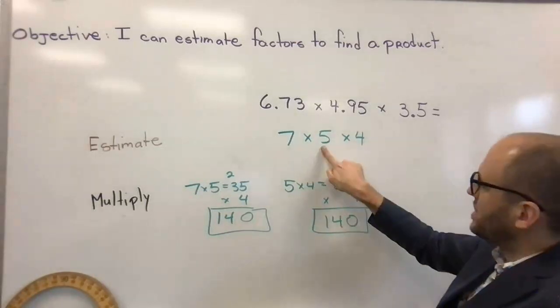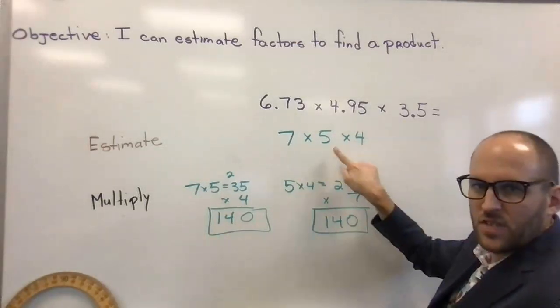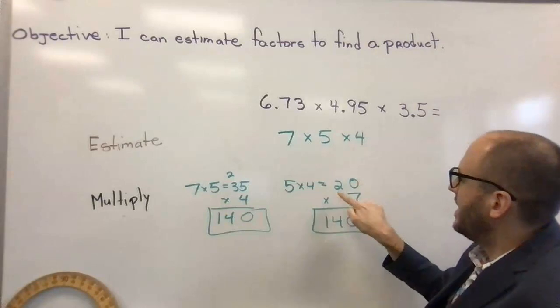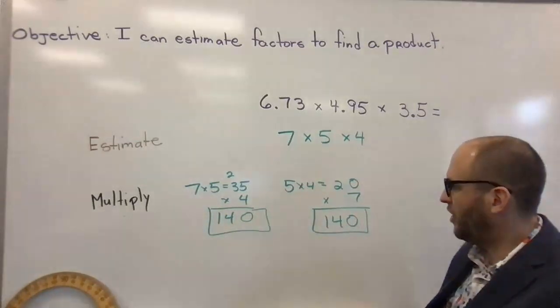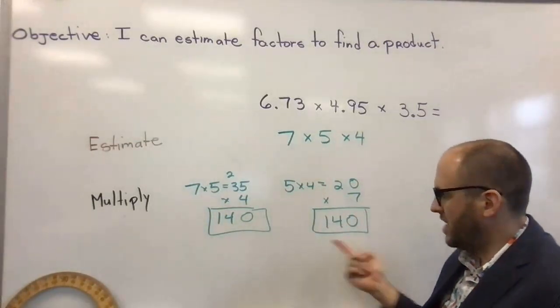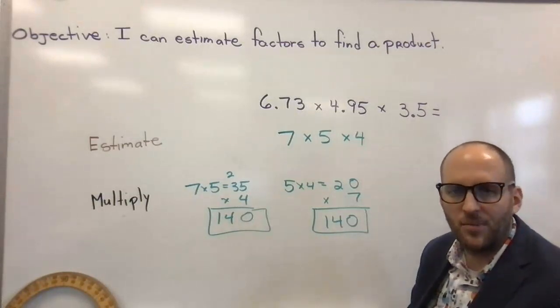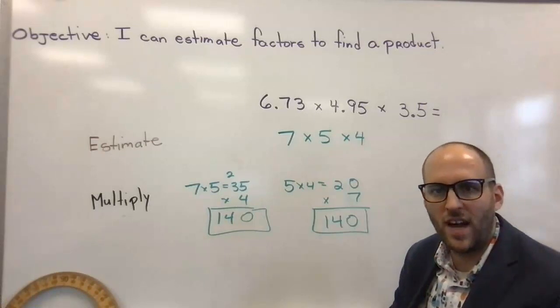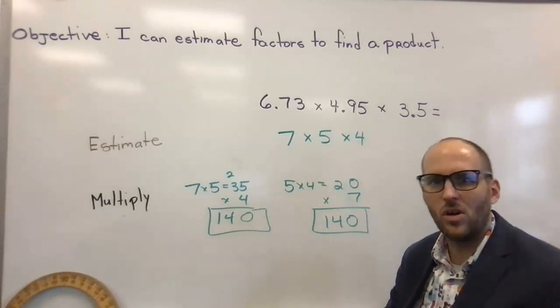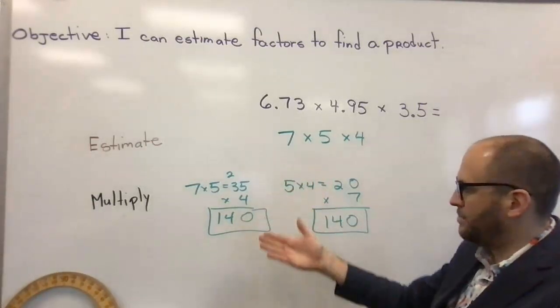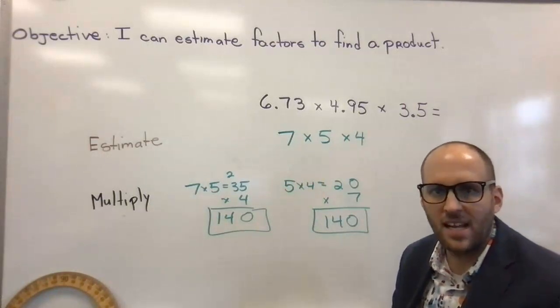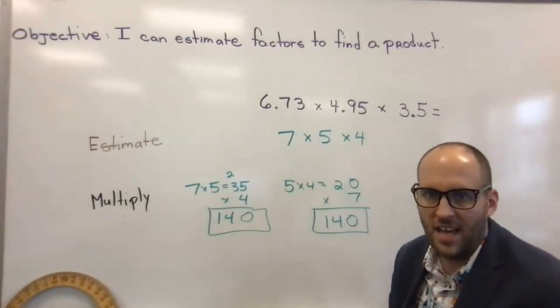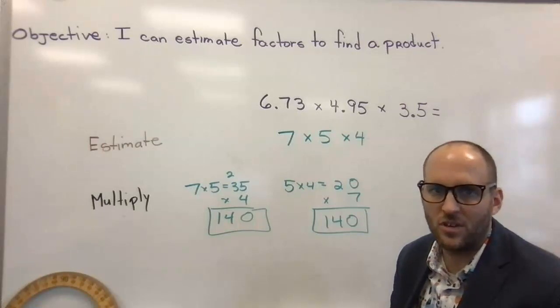So that's why I might start with 5 times 4, because 5 times 4 gives us 20. And 20 times 7 might be easier for you to do to get that 140. Either way, you're still going to end up with the same answer if you multiply correctly. But it might be easier if you find a pattern or a fact that you know to go really quick and then multiply that second number with it. So it gives you a little choice when you have more than 2 factors in a problem.